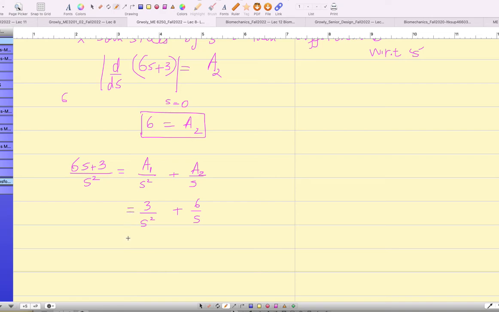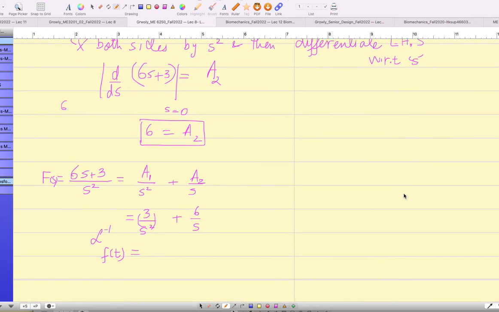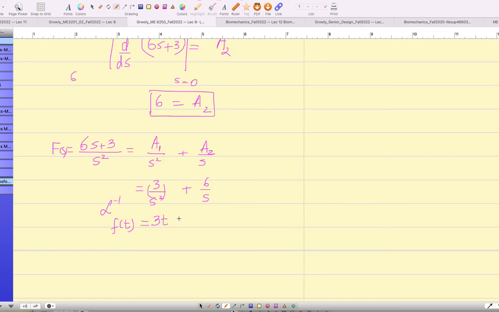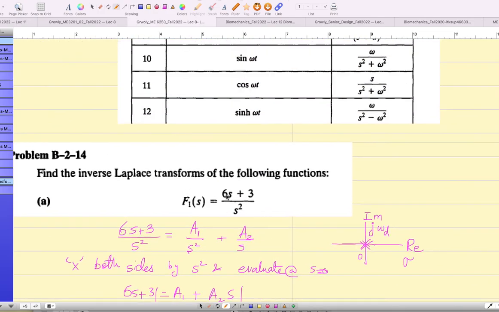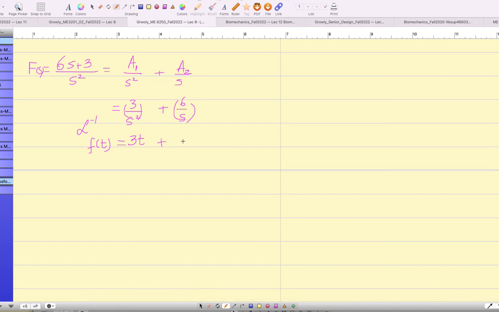So if you take the inverse Laplace on both sides, this is my F of s, and this becomes f of t. For the inverse Laplace you have to look at the table. This is the closest form. If you have 3 over s squared, you take the inverse Laplace and you get 3t. And for the other part, you have to look at the table. This is the closest form, so you see that this is a unit step, and the answer is 6 only.